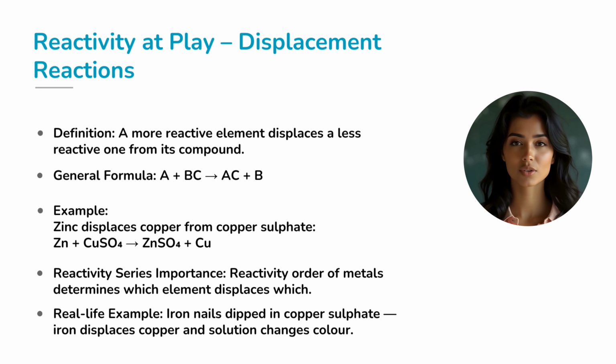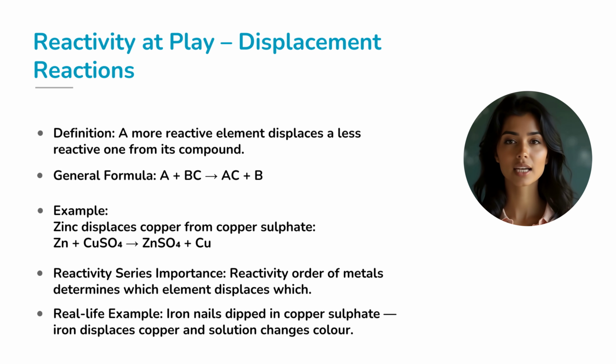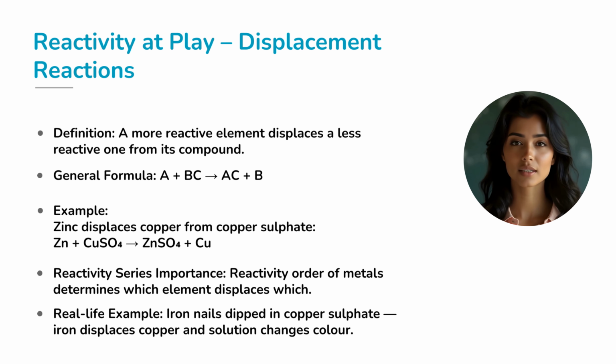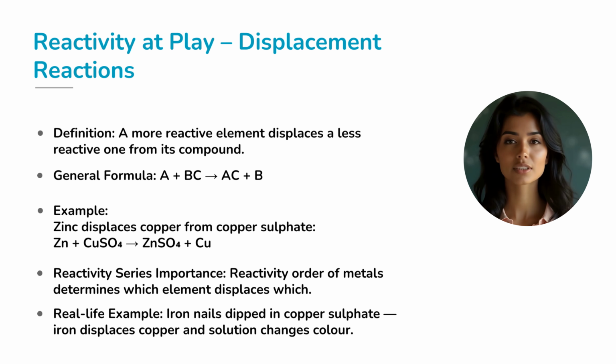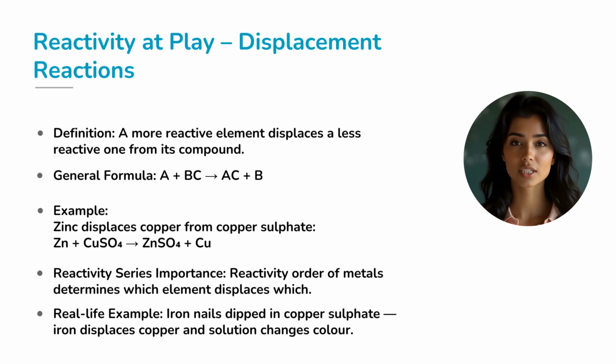Next, let's talk about displacement reactions, where one element pushes another out of a compound. Think of it as a game of reactivity. The more reactive element takes the place of a less reactive one. General pattern: A plus BC gives AC plus B. Here's an example: when zinc metal is added to copper sulfate solution, the blue solution fades and copper settles down. Spoken as Zn solid plus CuSO4 aqueous gives ZnSO4 aqueous plus Cu solid.